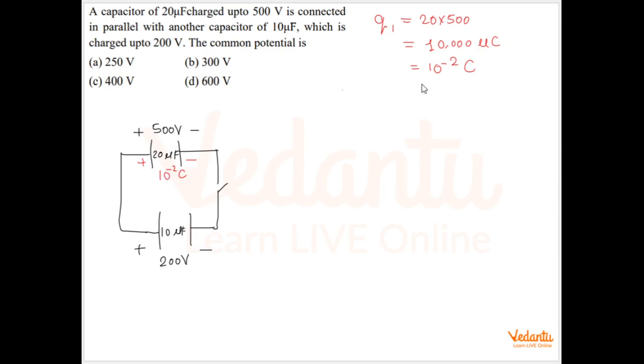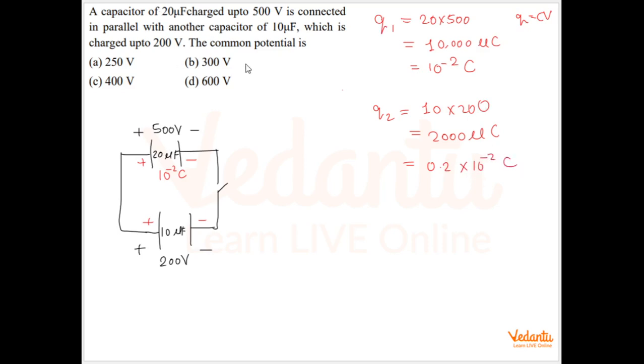Okay, now my dear bacha log, what will be the charge on the second capacitor? So I will write down that Q2 will be equal to CV, 10 into 200. Remember, I'm using the formula Q is equal to CV. So that will be equal to 2000 microcoulombs.